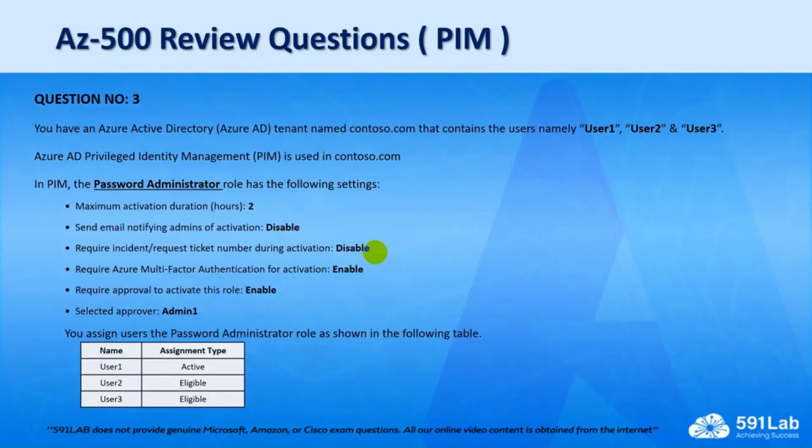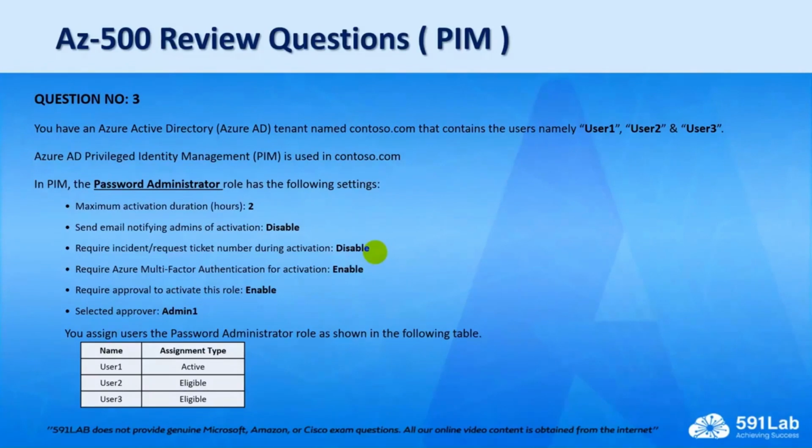We are at question number 3, and here we have an Azure Active Directory tenant named contoso.com that contains the users, namely user 1, 2, and 3. So basically the first line says we have one Azure AD where we have 3 users named user 1, 2, and 3. Fine. Then Azure AD Privileged Identity Management is used in contoso.com. So it's saying Privileged Identity Management is enabled. Fine. Let's move to the next line.